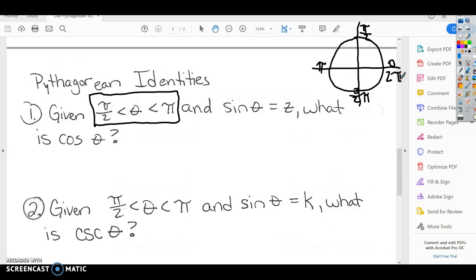All right, so why do we need to know this? Because we're talking about pi over 2 to pi. So we're talking about this region over here. Okay, so if we're talking about that region over there, how does this help us?